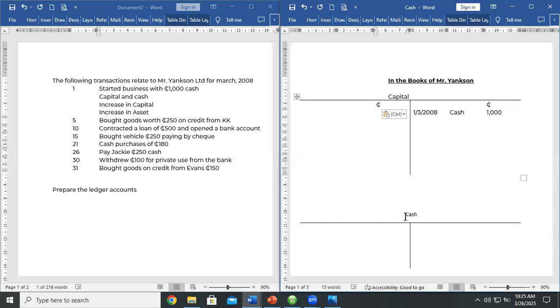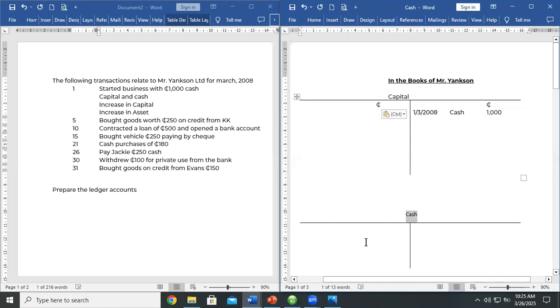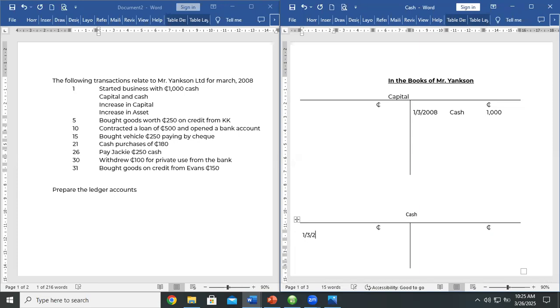The corresponding debit entry will be in our cash account. So in the cash account, that one will come at the left side or the debit side. So you put the date, which is 1st March 2008. The details will be the other account, which is capital. And the amount is 1,000 cedis. So this is how we record the first transaction.